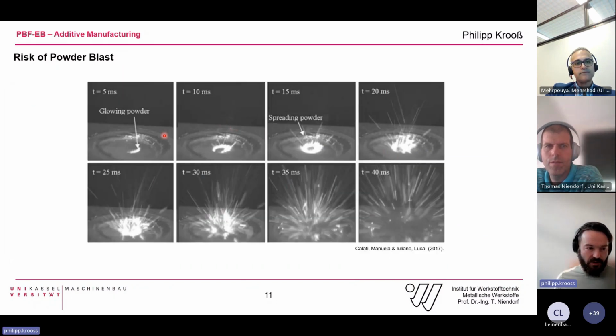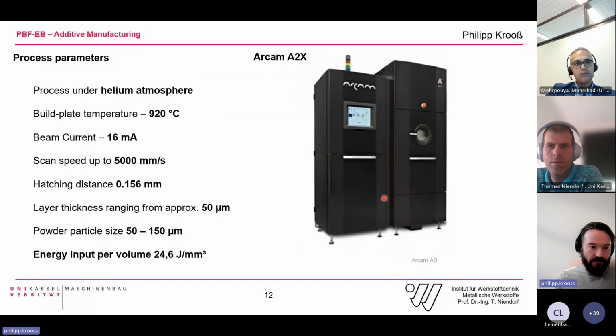Powder blast, just really quickly, is basically when the charge of the electron beam hits the loose powder, and the powder cannot transmit the charge of the electron beam, and then the powder basically explodes. This means cleaning up the machine again and setting up everything new. It takes one day to clean the whole machine because the powder is sitting in the cathode and in every corner of the machine, so it's very annoying when this happens. So it is very important to pre-sinter the powder.